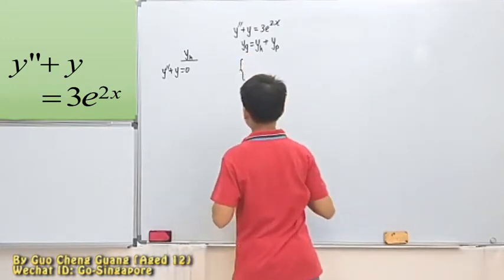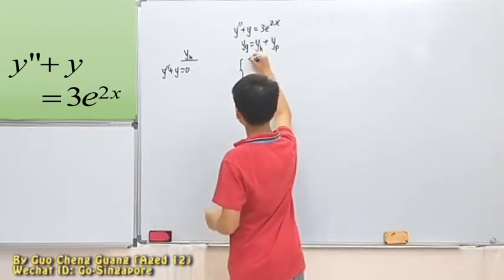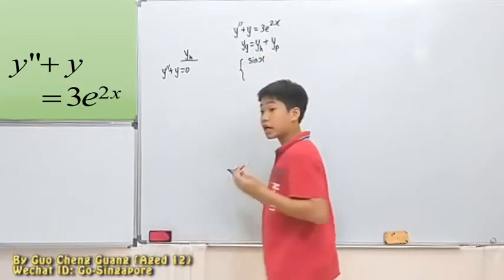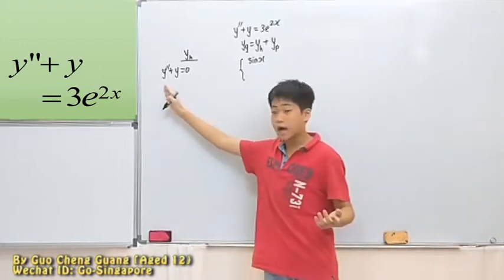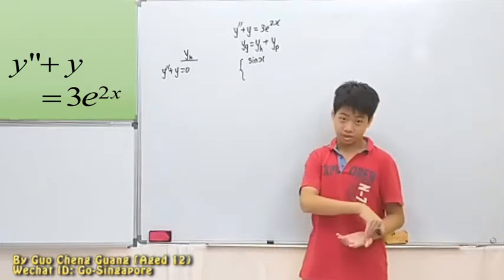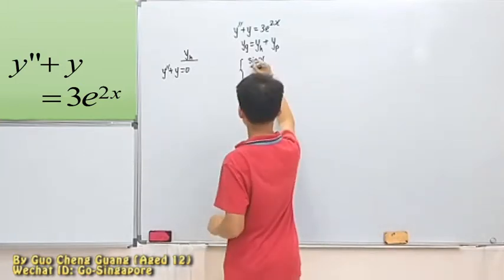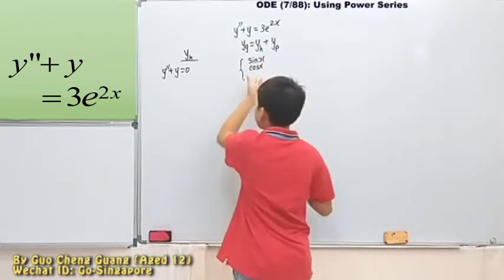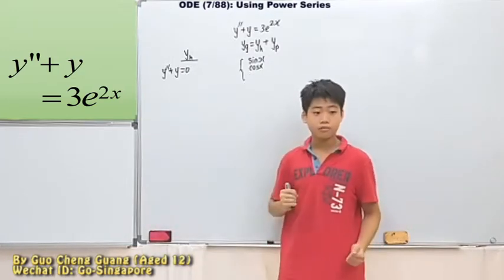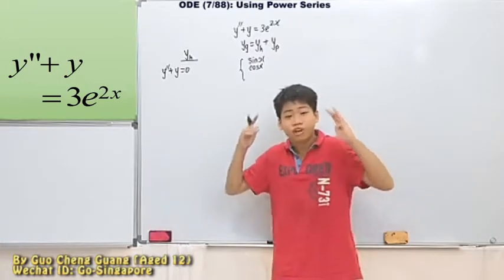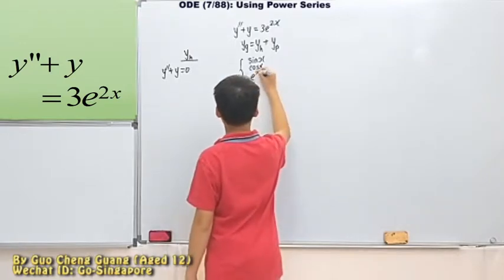So let me write them down and let's think here. First case, sine x. Well, sine x is possible because sine differentiates 2 times, then you get negative sine. So that's possible. Next case is cosine. Well, cosine differentiated 2 times is also correct. Third case, a thing that differentiates to itself, that is e to the power of x.